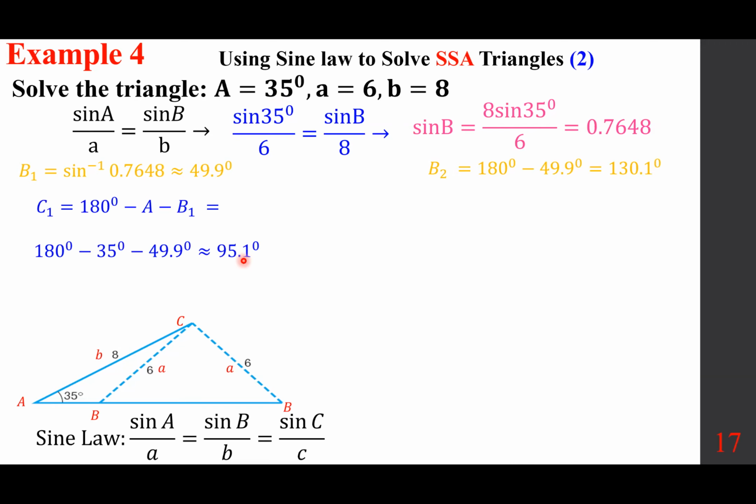Sine of 35 over 6. We already have it. Now instead of sine B, we're going to say sine C, which means sine of 95.1 degrees for this triangle, over lowercase c, or lowercase c sub 1. This is lowercase c sub 1.